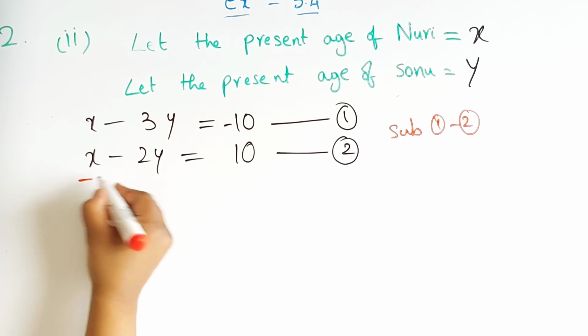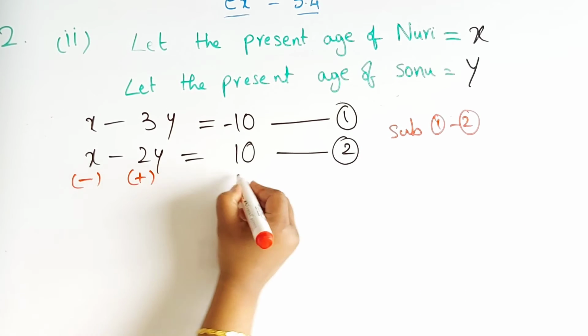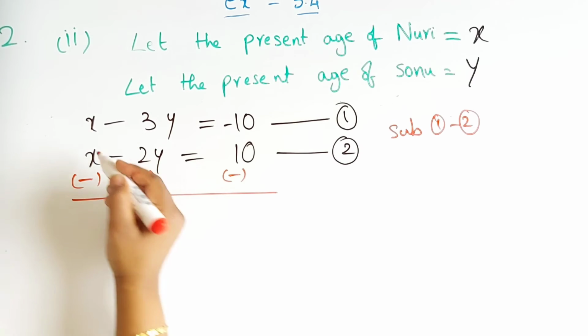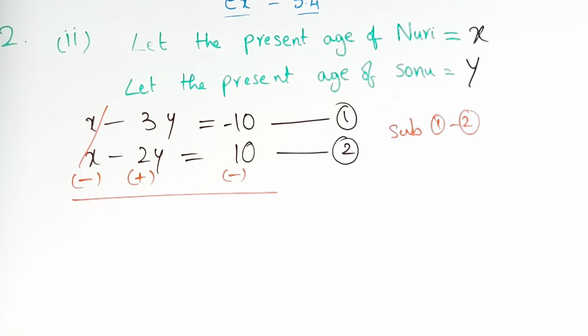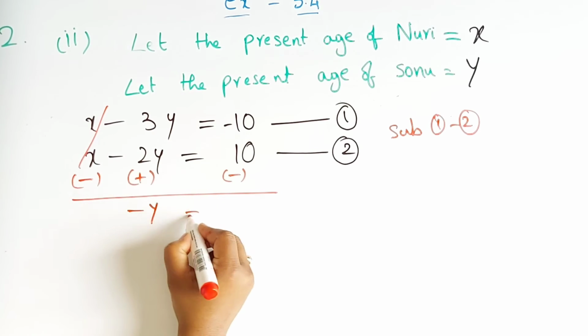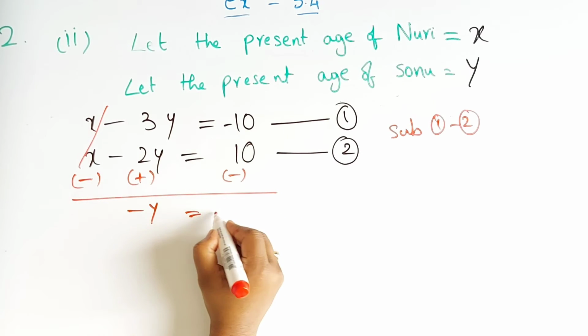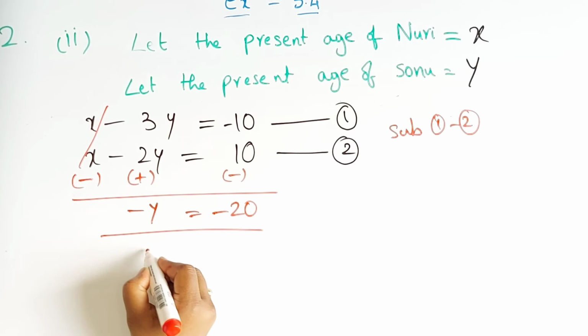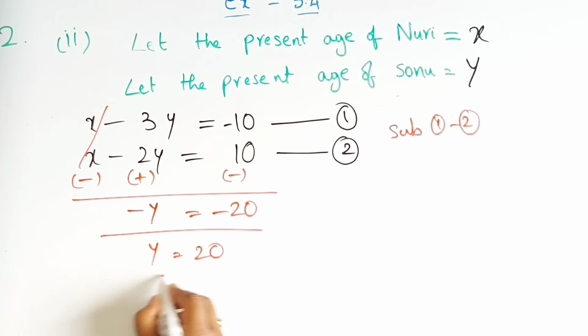Now we have to change the sign. Here minus, here plus and here minus, children. Right? x minus x will get cancelled. It is 0. Minus 3y plus 2y, children, minus y, that equals minus 10 minus 10, minus 20. From here y equals 20, children.